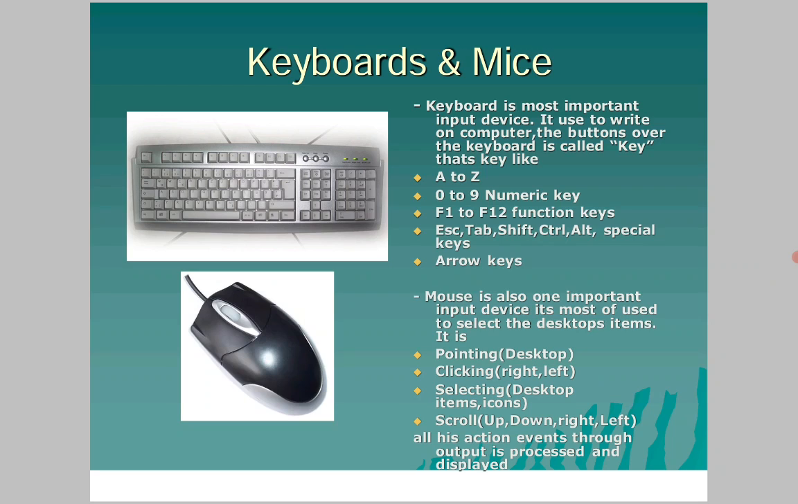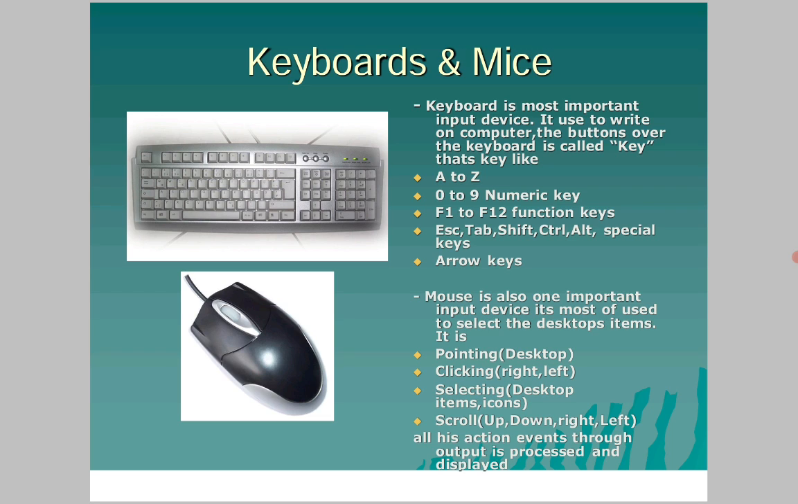And another important input device is mouse. What is a mouse? Mouse is a mechanical, electrical, and electromagnetic device. It has two buttons, left button and right button, and some scroll bar. Generally the left button is used to select some object, icon or application. And by pressing the right button we may see the properties of the object or icon.